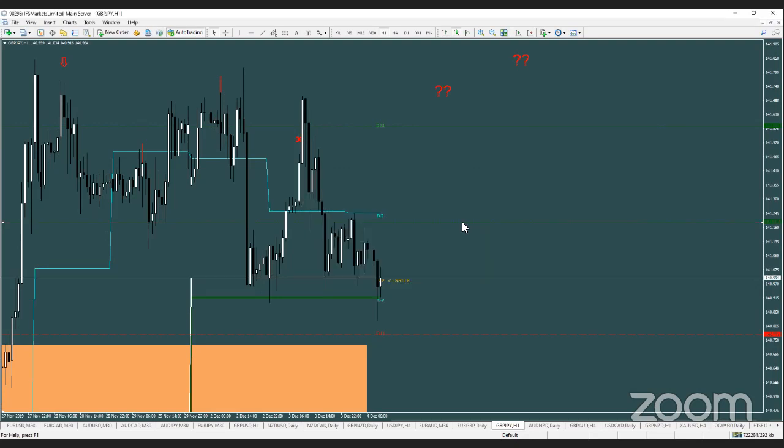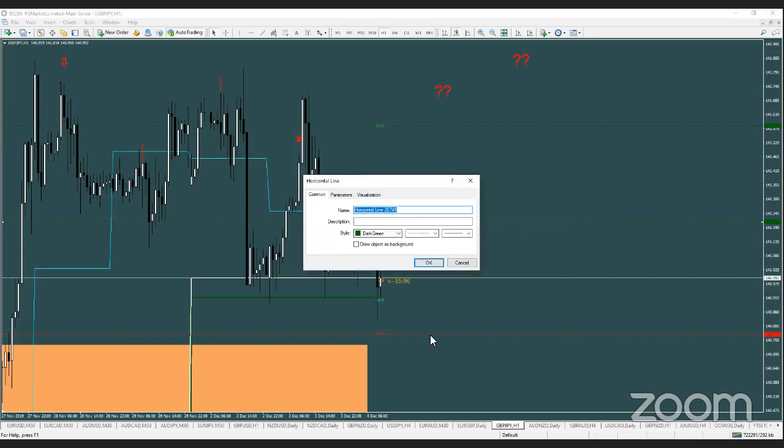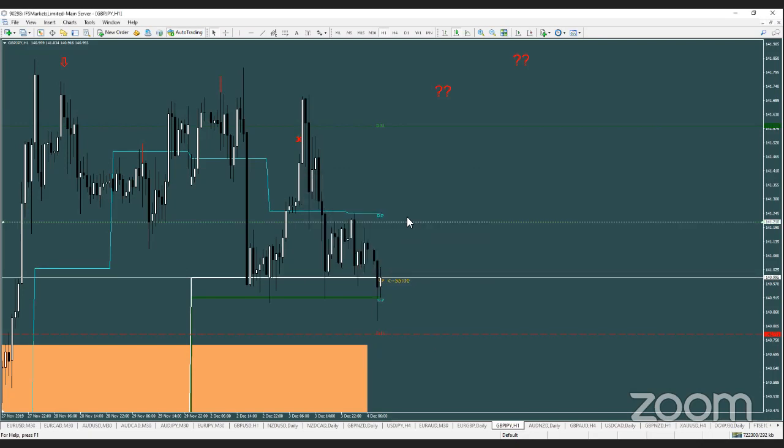Green's a horrible color on this background, isn't it? Absolutely shocking. Let's make it white or black, anything. Green just doesn't cut it. We'll make it white. There we go. So there's our long entry. There's our short entry, and that will definitely be a breakout if it actually does that.